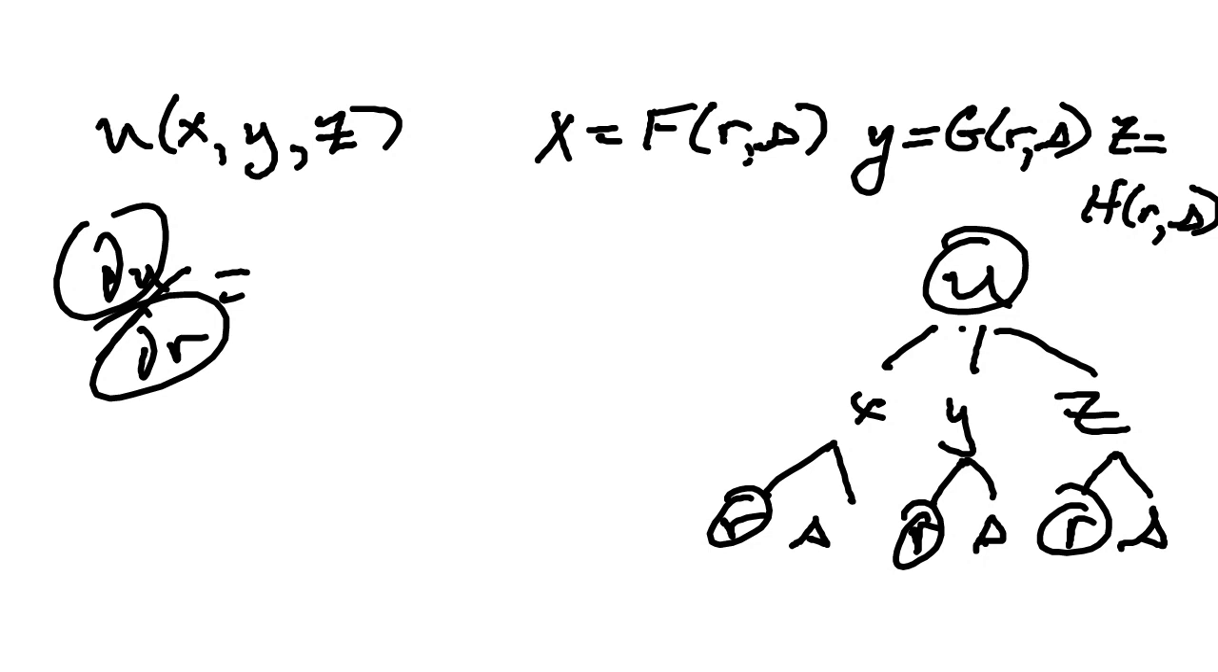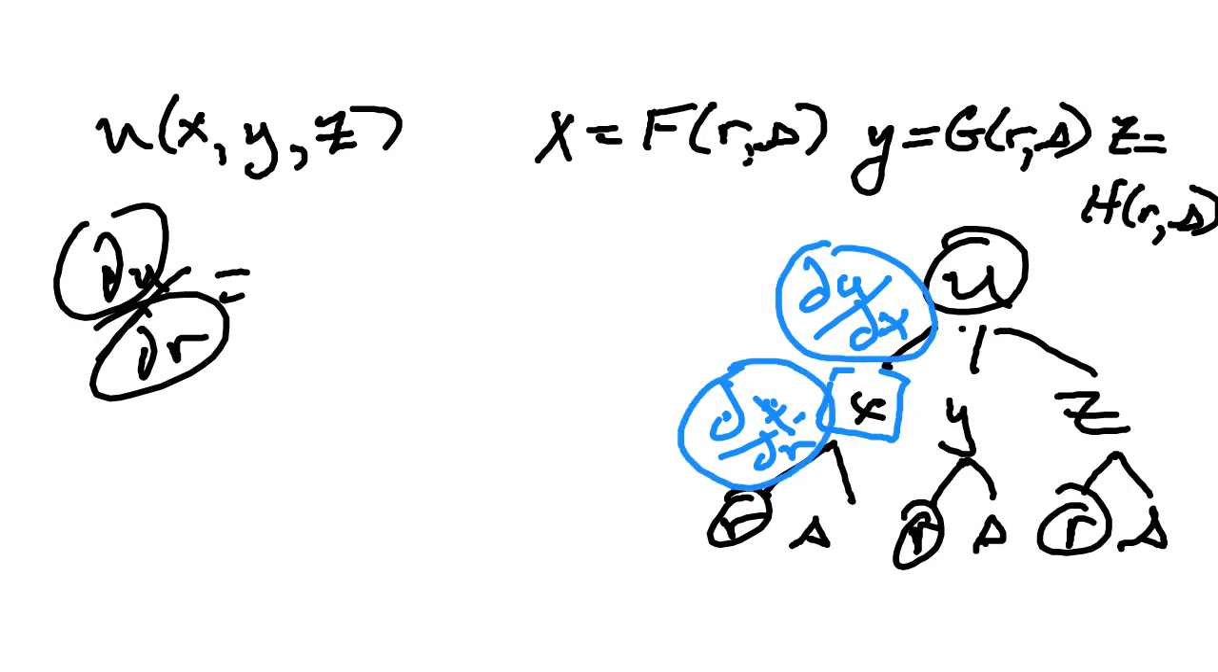But anyway, for following down the x branch, let's just use blue for this one. This would be the partial of u with respect to x coming down this branch, and then to get to the r branch at the finish there, that's going to be the partial of x with respect to r. Hopefully that makes sense. These are two things that we're going to need. So that's going to be partial of u with respect to x times partial of x with respect to r.